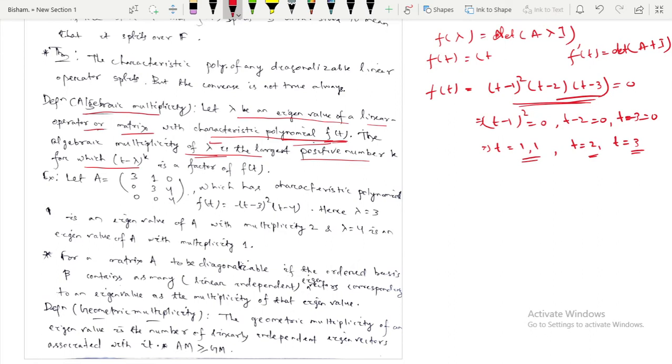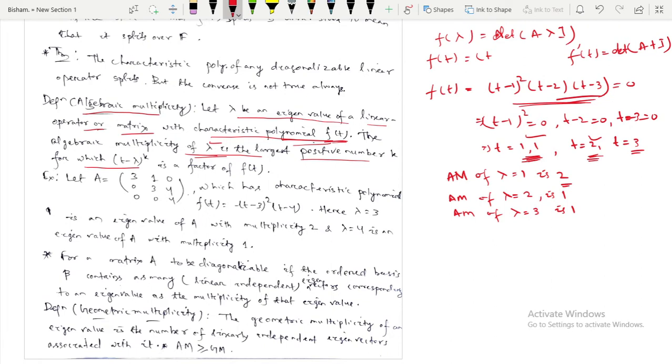What you got here, 1 is repeated twice, so algebraic multiplicity of lambda equal to 1 is 2, because the eigenvalue 1 is repeated twice. Similarly, algebraic multiplicity of lambda equal to 2 is 1, because it is not repeated. That means it occurs only once. Similarly, algebraic multiplicity of lambda equal to 3 is also 1.